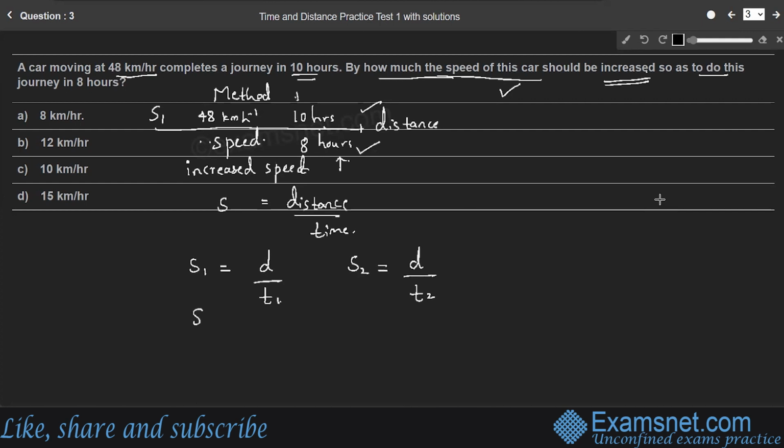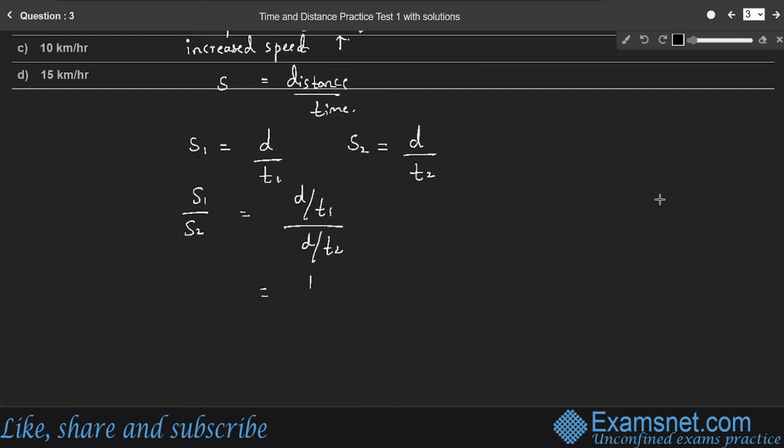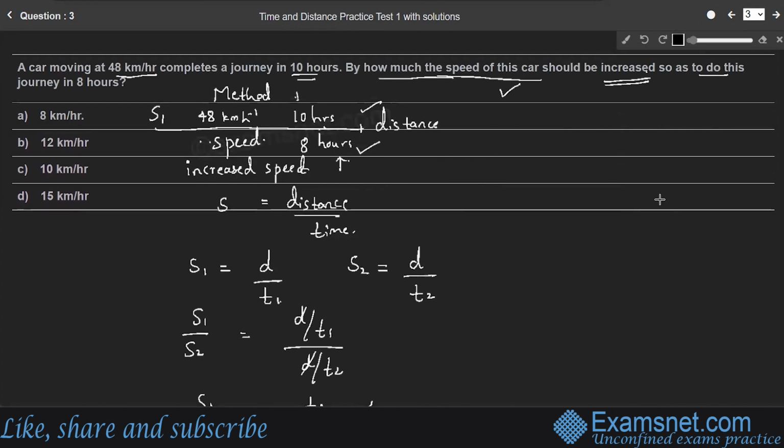So we'll consider S1 by S2, right? S1 by S2 is D by T1 whole divided by D by T2. Here the denominator of the denominator, T2, will go to the numerator. It becomes T2 by T1. D and D will get cancelled, right? So S1 by S2 becomes T2 by T1. This indicates speed is inversely proportional to time, right? In two conditions, their respective speeds are inversely proportional to their time, right?